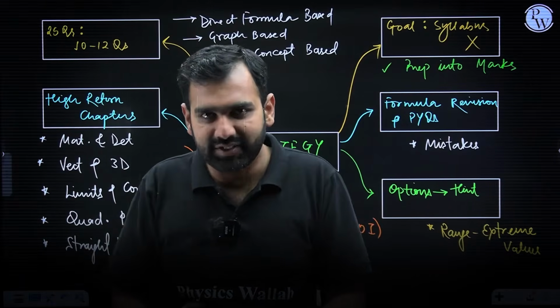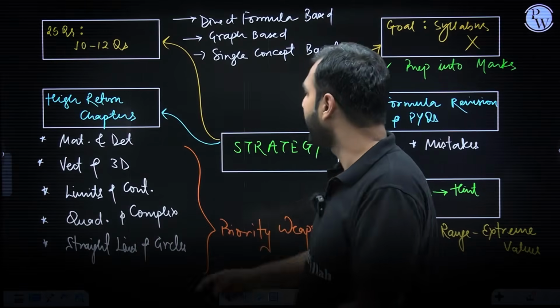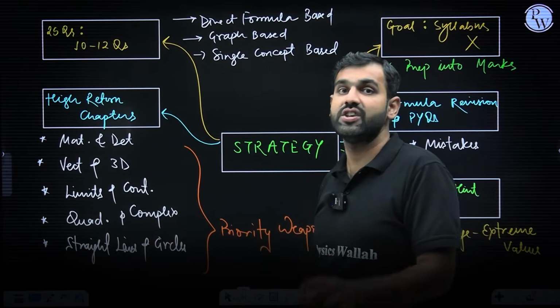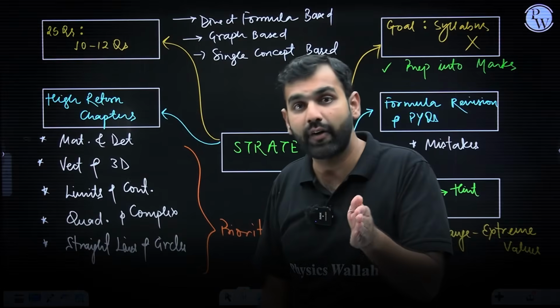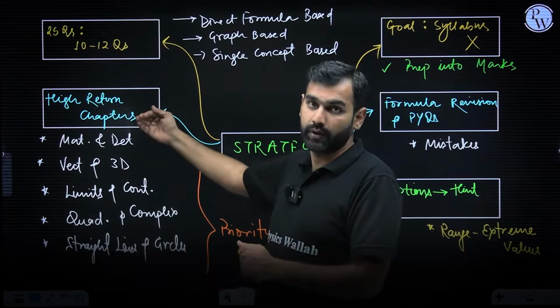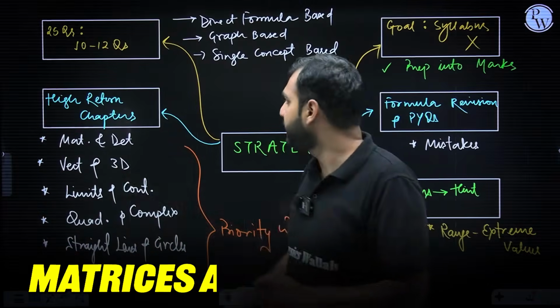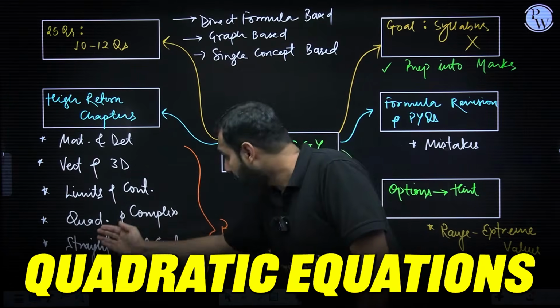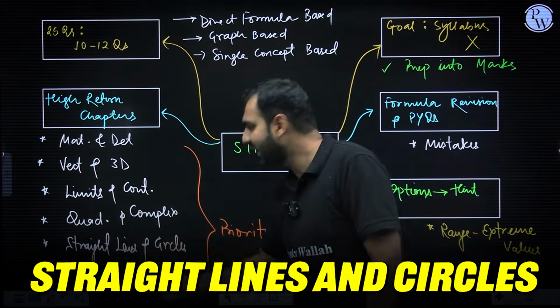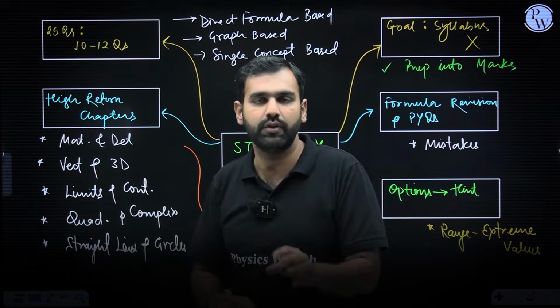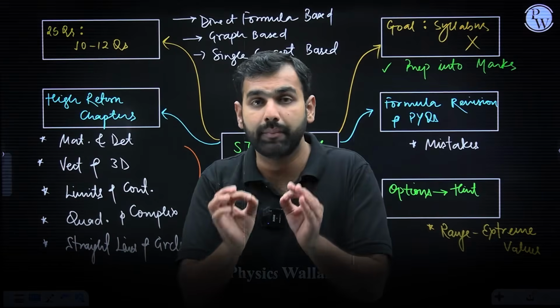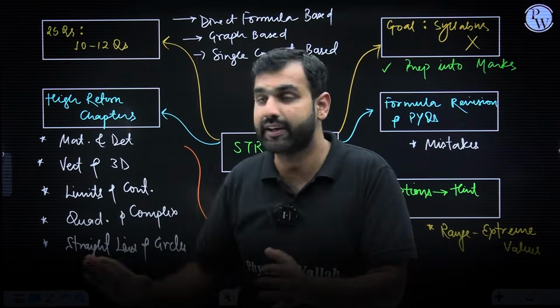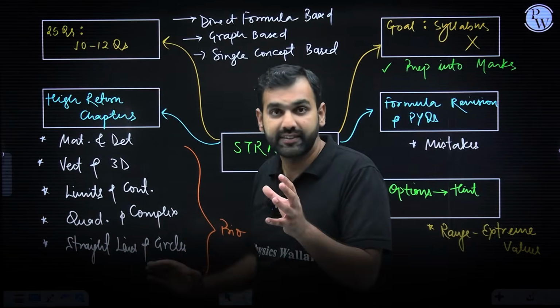And even at this stage, with these few remaining days, you can focus on those chapters which are highly rewarding, which are high on ROI, which give you maximum output with minimum input. These chapters are matrices and determinants, vectors and 3D, limits and continuity, quadratic equations and complex numbers, straight lines and circles. When you focus on these chapters, they have direct formula-based questions. There is no creativity done on these chapters, and that's the advantage you should seek.